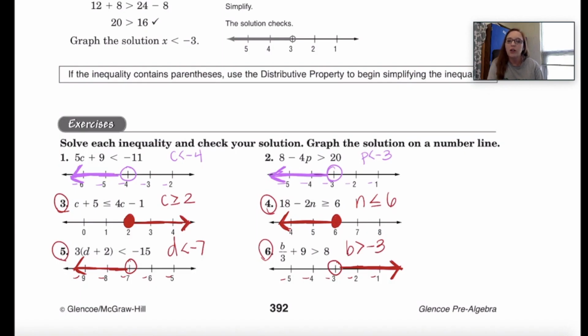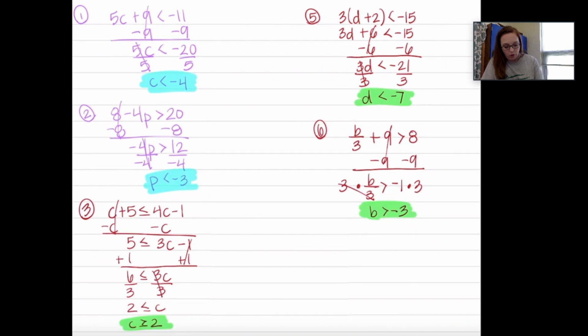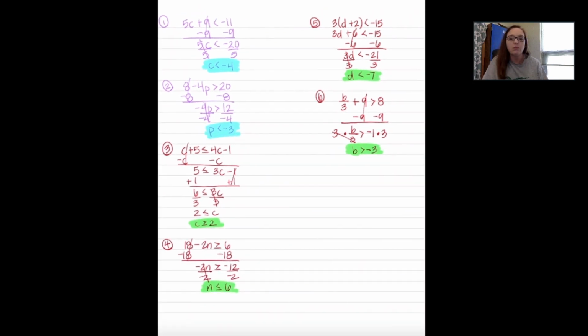Okay, so here are the solutions for 3, 4, 5, and 6. Make sure your graph is correct. And then here is the work for those problems. You may need to pause the video to get this work written down. Make sure that if you have any questions, address those with your teacher. That's what we're here for.